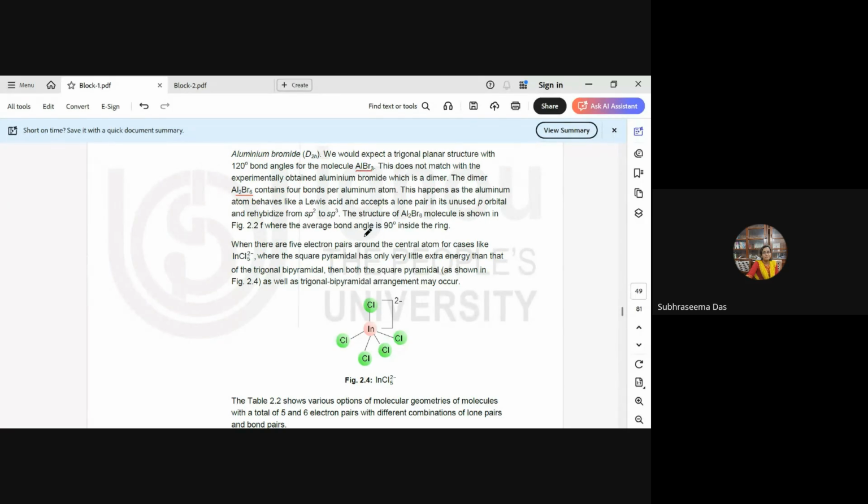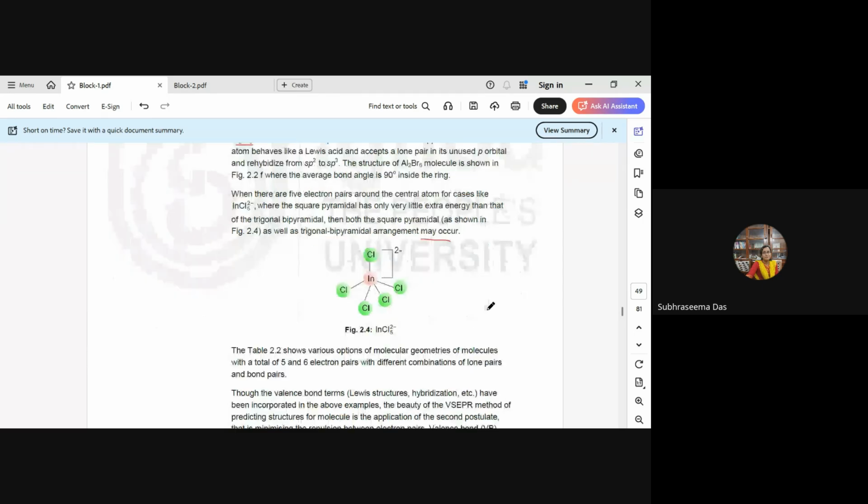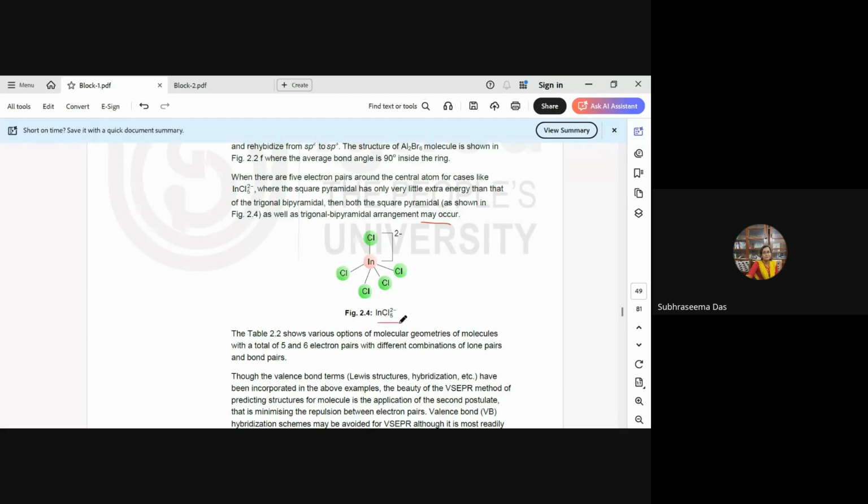Now when there are 5 electron pairs around the central metal atom, like InCl5 2-, where the square pyramidal has very little more energy than the TBP, then both the square pyramidal as well as the TBP arrangement may occur. So this is a typical indium pentachloride. Here we see it has 5 electron pairs around the central metal, that is the indium. Since 5 electron pairs are there, it might have a square pyramidal or TBP geometry.